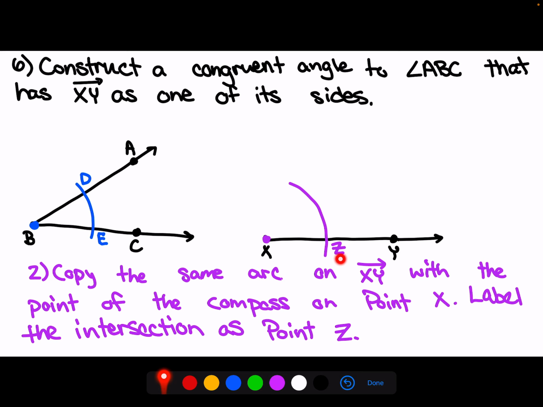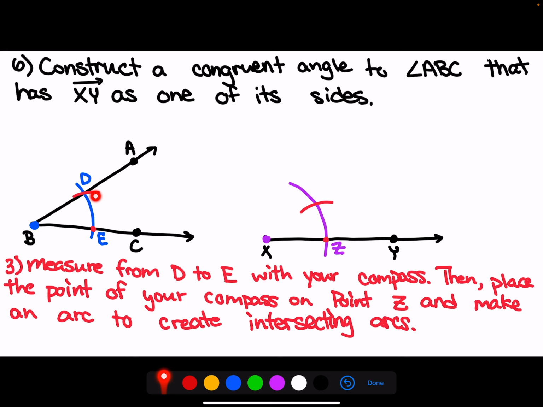Now, I'm going to take my compass again, and I'm going to place it on point E. With the point of my compass on point E, I'm going to measure the distance of DE. With that, I'm going to create an arc up here. And with this arc, that tells me the distance of DE. So I now go over to my other point Z, on my other ray, and I'm going to copy that arc once again. So I create the arc with the same distance as DE.